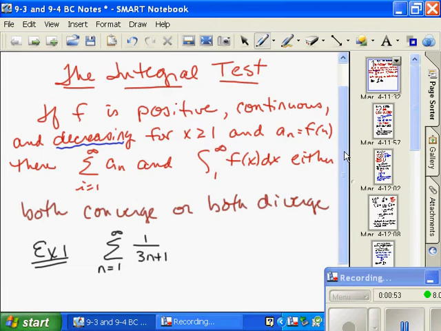And it says that a sub n is going to be equal to f of n. Then the summation from n going from 1 to infinity of a sub n and the integral from 1 to infinity of f of x dx either both converge or both diverge.